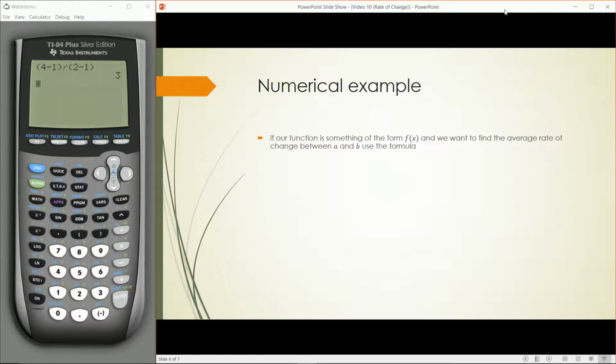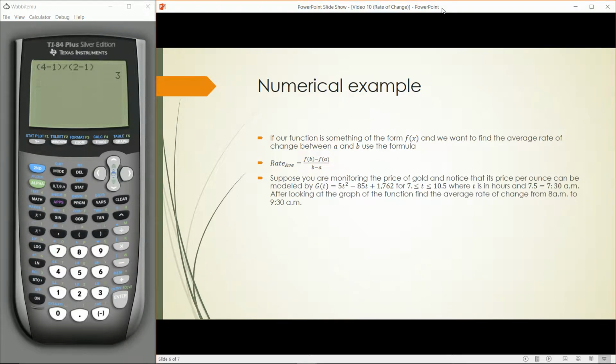So if our function is something of the form f of x, some function we're calling f, we don't know exactly what it is yet, and we want to find the average rate of change between a and b, we want to use the formula f of b minus f of a, divided by b minus a. This should look really familiar considering it's just the y2 minus y1 over x2 minus x1, the regular slope formula. So let's say this is our formula here.